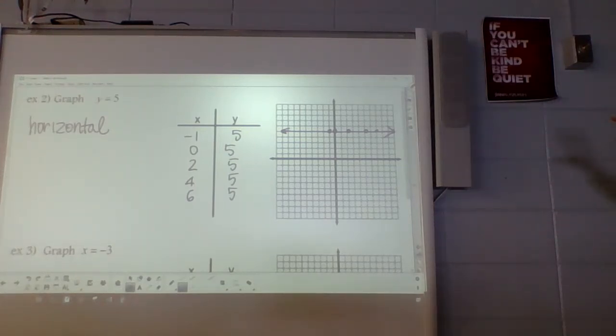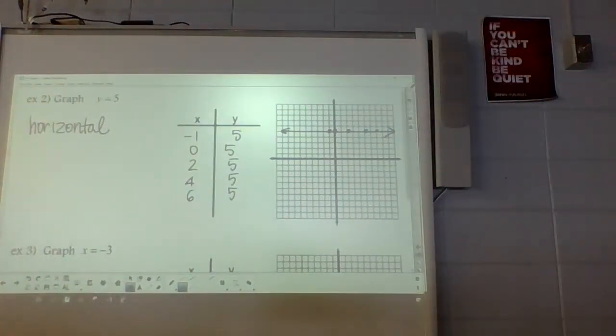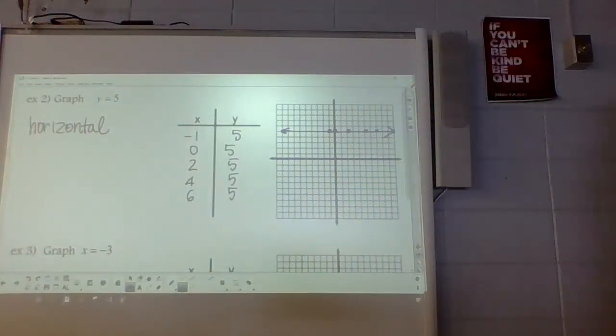So when you see an equation that just has a y in it, you should think, oh, that's just going to be one of those flat, boring lines. Nothing changes. It's just 5 all the way across, or whatever the number is. So that being said, look at the next one. Any guesses of what's going to happen in the next one?